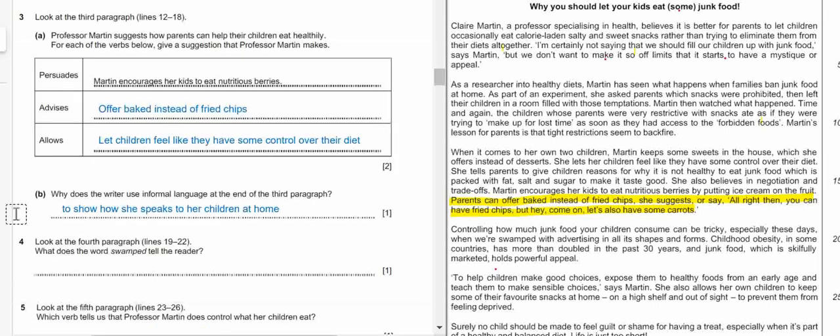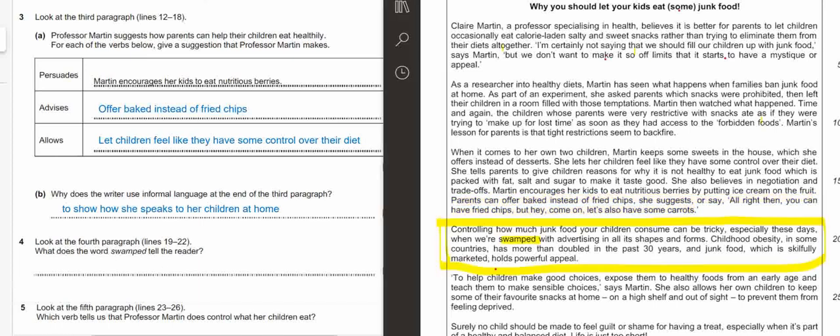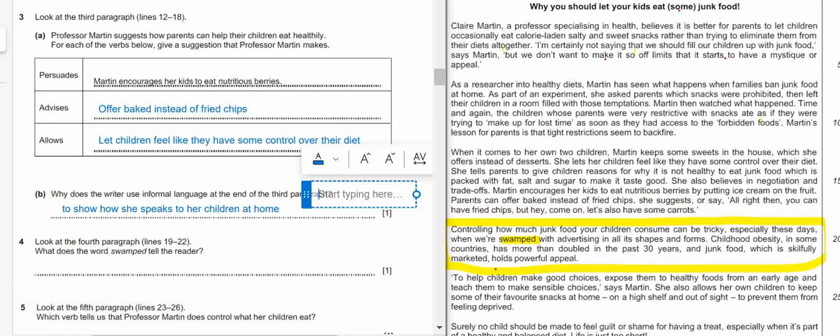Look at question number 4. Look at the fourth paragraph, lines 19 to 22. What does the word swamp tell the reader? So the fourth paragraph has been underlined in yellow, and you can check the word swamp there, line 19 to 22, swamp. So what does the word swamp tell the reader? 10 seconds from now. 10, 9, 8, 7, 6, 5, 4, 3, 2, 1.